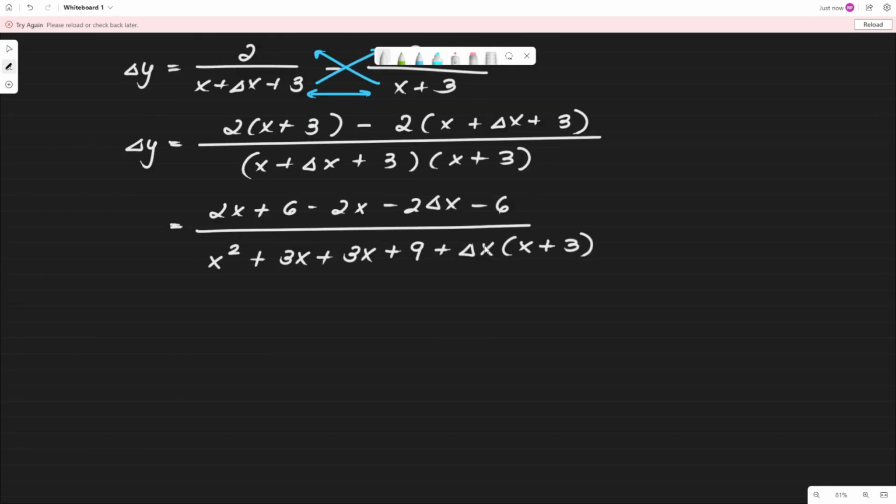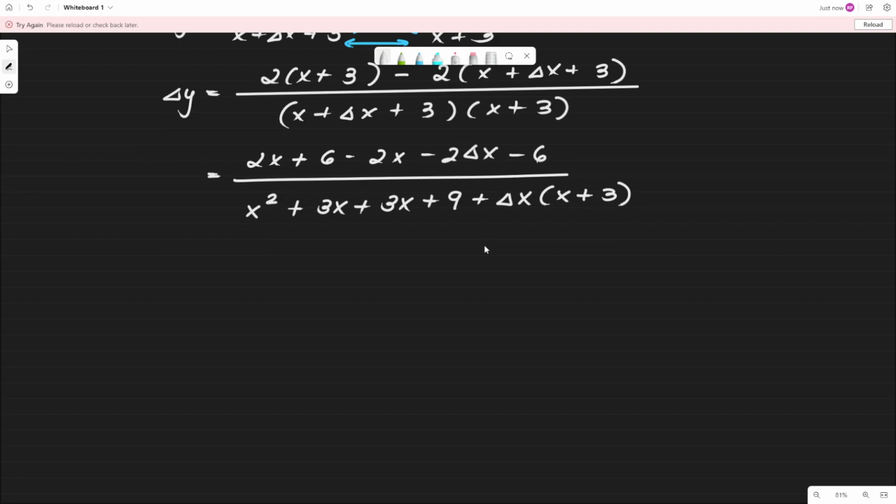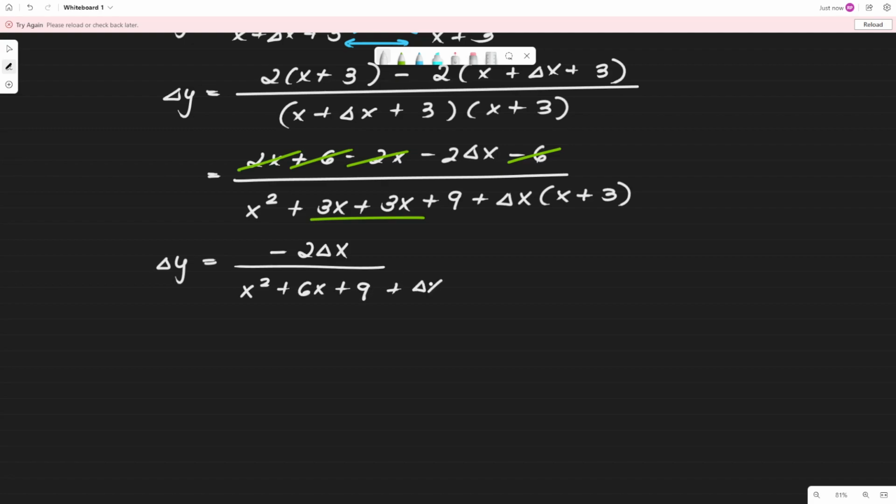Ayan. Okay, so we already have the value, no, of delta y. So simplify pala muna natin. So cancel. Ano yung mga pwede natin ma-cancel? So this is 2x, no? Ayan. Then yung ating 6, no, obviously. So we'll have yung sa denominator pwede pa natin pagsamahin pa pala. So we'll have delta y is equal to negative 2 delta x over x squared plus 6x plus 9 plus delta x times x plus 3. Ayan.